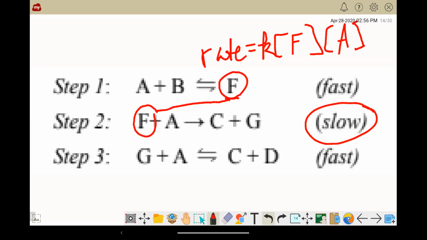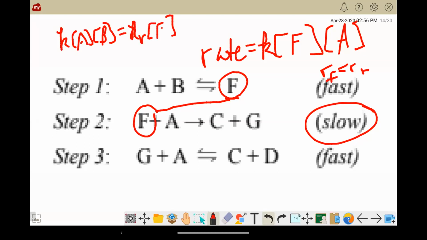And what we know about when a system is at equilibrium, that means that the rate of the forward reaction is equal to the rate of the reverse reaction, which means that rate constant times A times B will be equal to rate constant reverse times F.